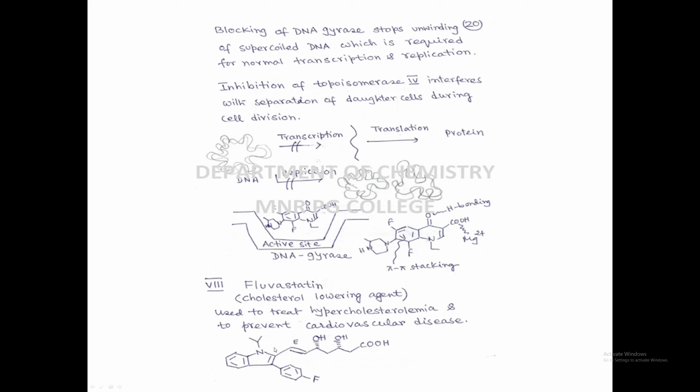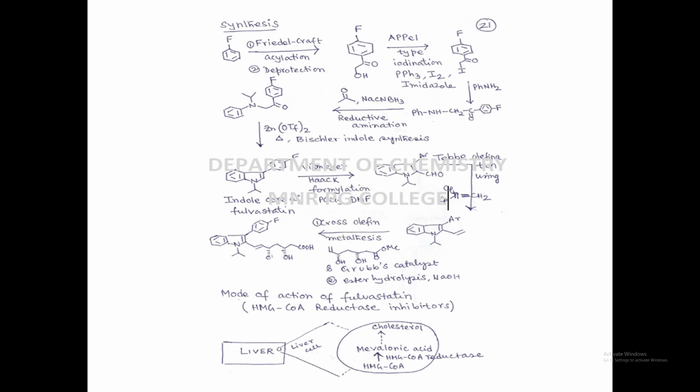Nitrogen has an isopropyl group, the next carbon has a big chain, and here you also have an aromatic ring. Fluorostatin indicates that this molecule contains fluorine. Lomefloxacin is also an example of a drug molecule containing fluorine. Fluorostatin is also an example of a drug molecule having fluorine. Now let's see how to synthesize this molecule.